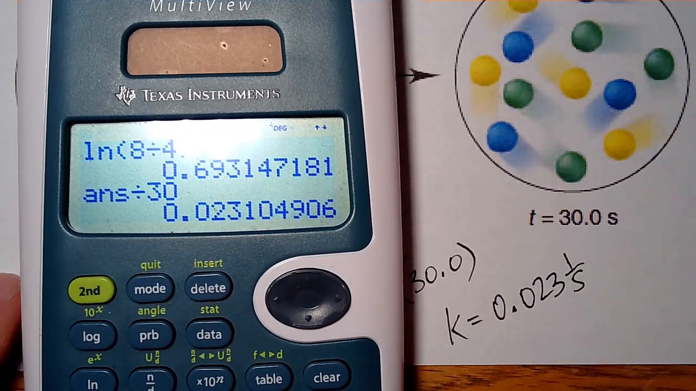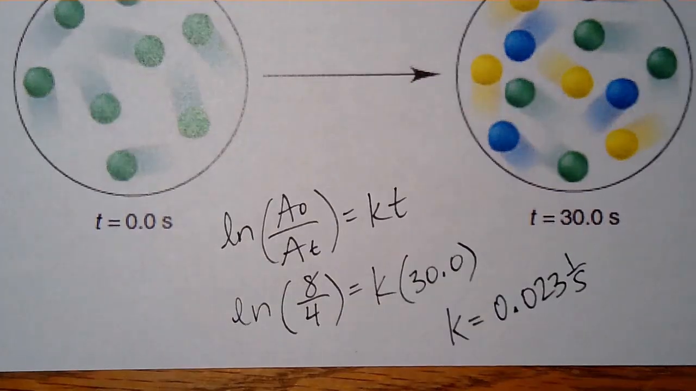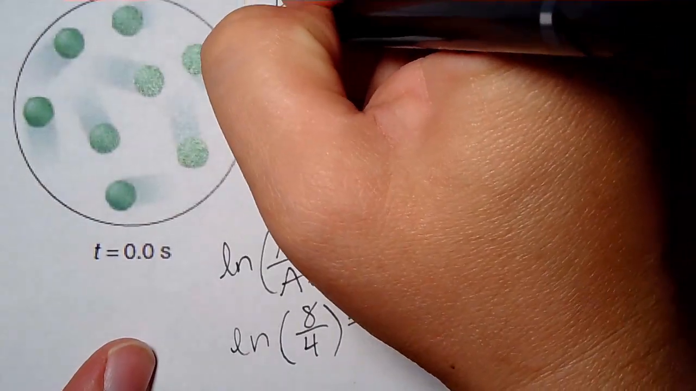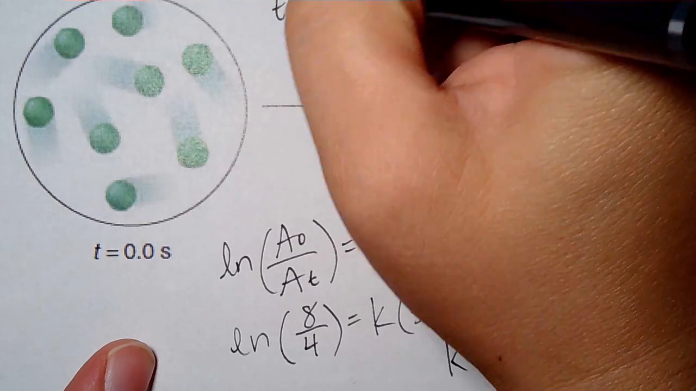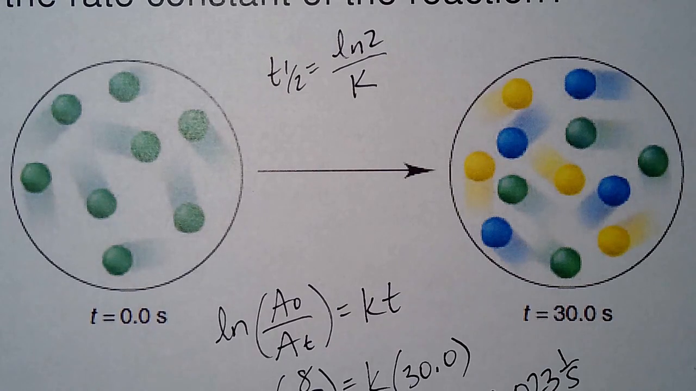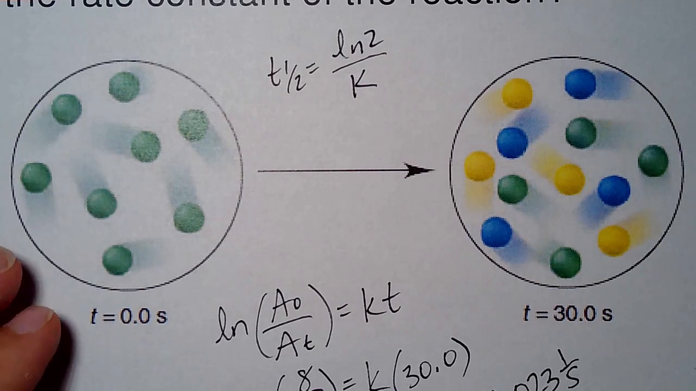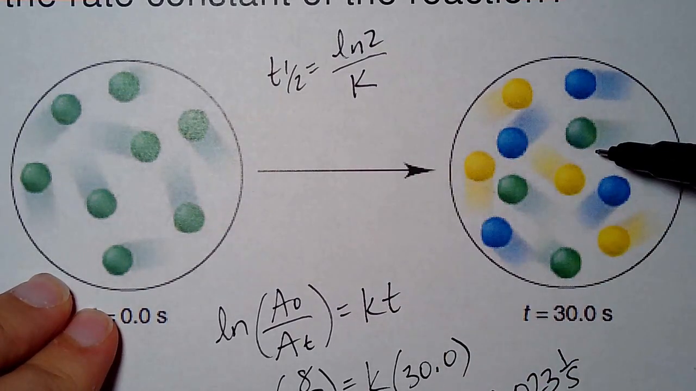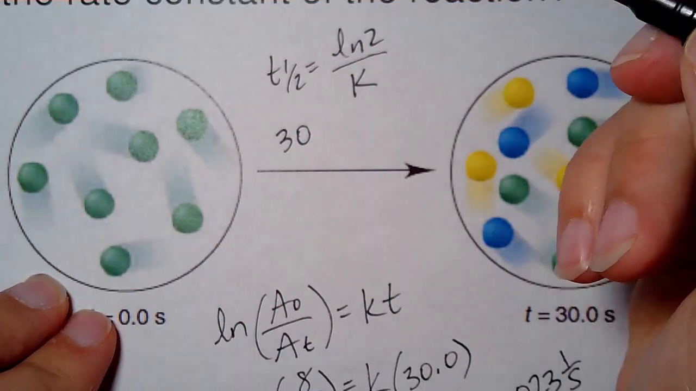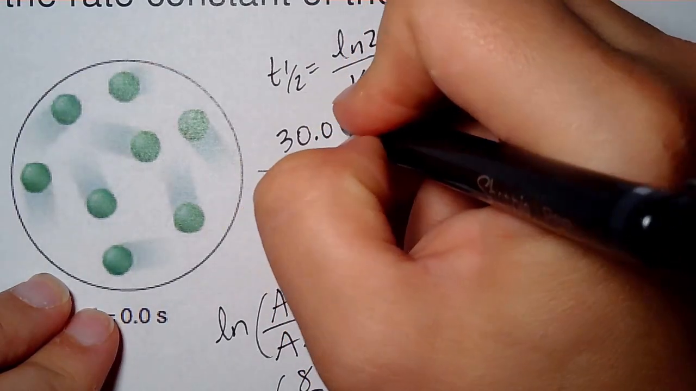Another way we could have looked at this has to do with our half-life equation. So remember, half-life for first order is ln of 2 over K. Since we know this is a first order reaction, we actually have half-life information because we dropped from 8 to 4 in 30 seconds. So that's one half-life. So that tells us our half-life is actually 30 seconds. So we can use this equation and then solve for K.